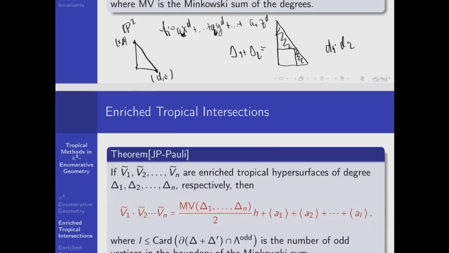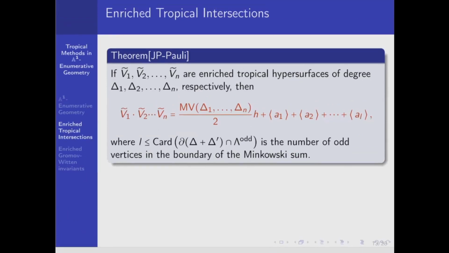And then what we did, in a joint work with Sabrina Pauli, is we proved this now for arbitrary fields. So now if we have these enriched tropical hypersurfaces, or let's say hypersurfaces in a toric variety, then what we have is the sum over the intersection product of the multiplicity, counted with multiplicity. So now this is a mixed volume divided by 2 times h plus an error form.